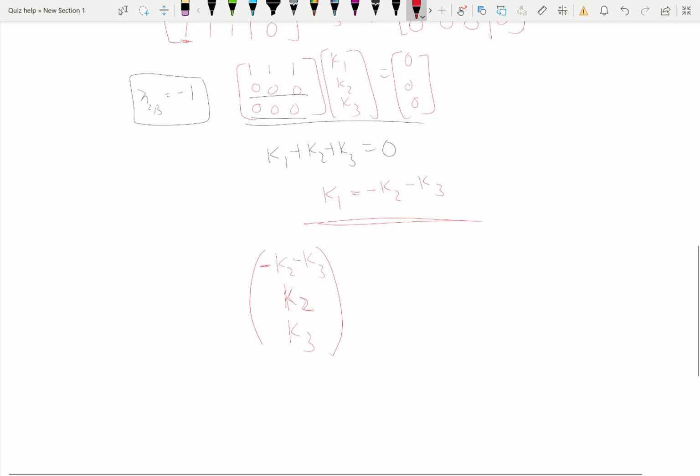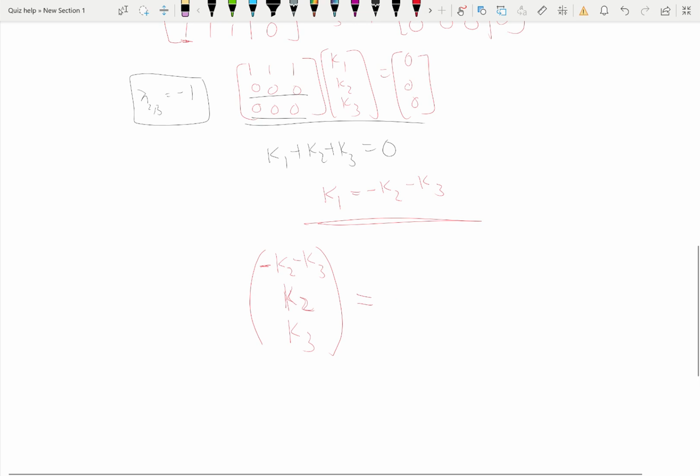So this is how I write my eigenvector initially. Carefully look at how I wrote this. K1 is negative K2 minus K3, but we know nothing about K2 and K3. Now this can be decomposed as, let's choose K2s. Okay, let's write the K2.